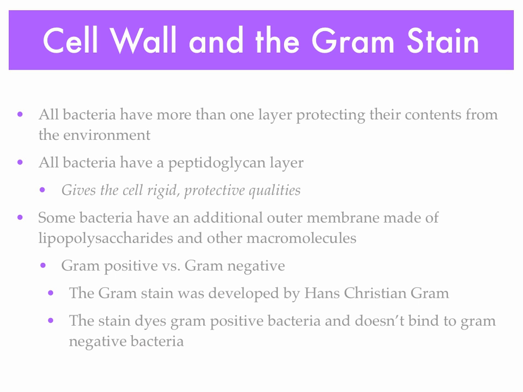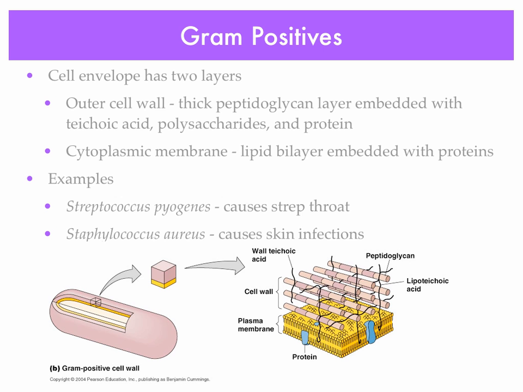A second method of classifying bacteria is cell wall structure and the gram stain reaction. All bacteria have more than one layer protecting their contents from the environment. They have this peptidoglycan layer, which gives it rigid protective qualities. Some, however, have an additional outer membrane made of lipopolysaccharides and other macromolecules. It's the presence of this membrane that determines this gram-positive, gram-negative thing I've been talking about. The gram stain reaction was developed by a scientist named Hans Christian Gram, and this stain dyes gram-positive bacteria but doesn't bind to gram-negative bacteria. Again, this is likely due to the difference in their cell walls.